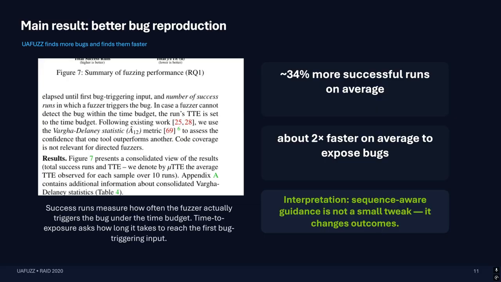Another thing I like about these results is that they are not just saying the tool got more coverage, because coverage could be weaker or stronger in certain scenarios or contexts. The real goal is bug exposure, and that's what they got in these results. They found that there were 34% more successful runs on average, and about 2 times faster on average to expose bugs. So we can obviously tell that this works.